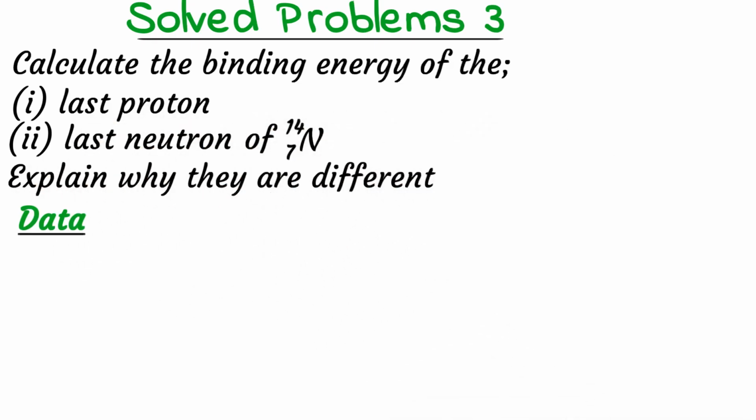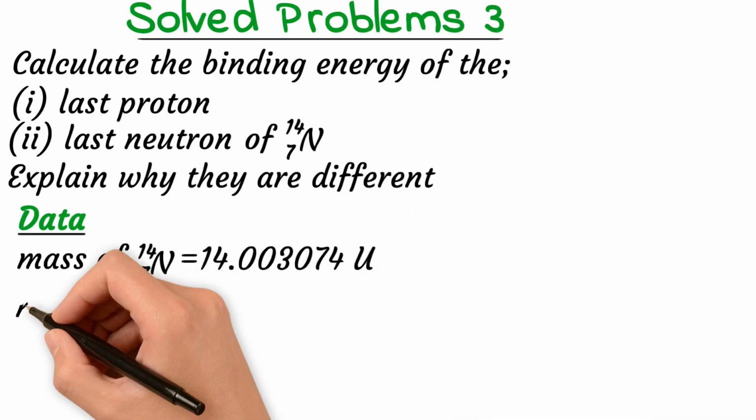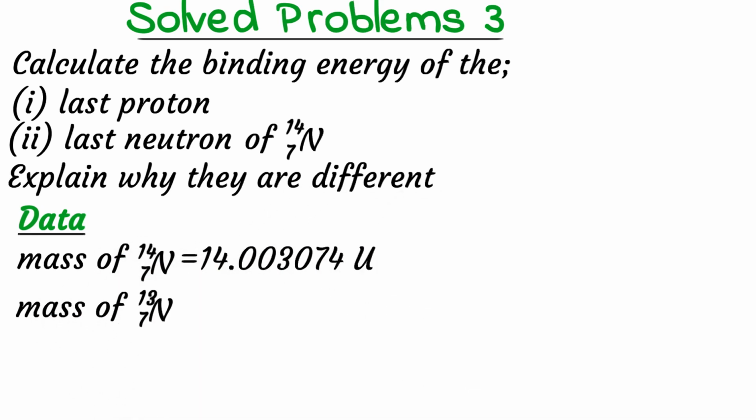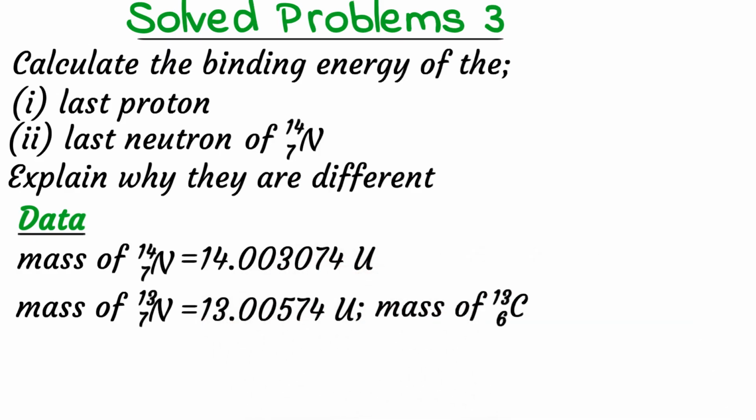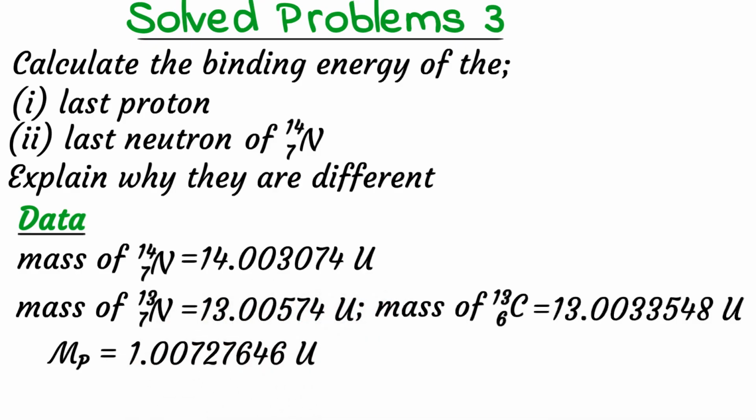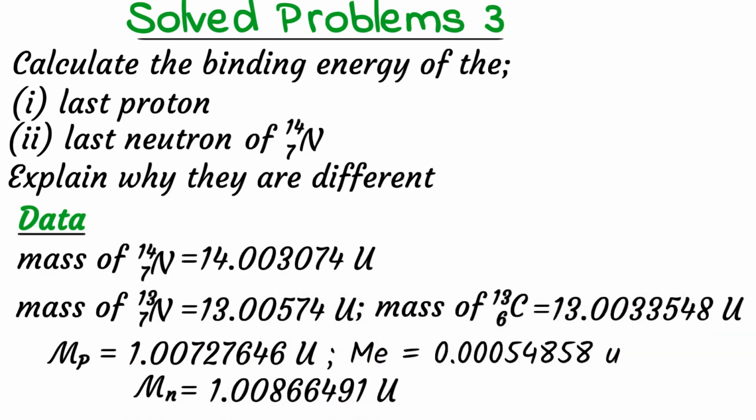We have as data the masses of nitrogen-14, nitrogen-13, and carbon-13 atoms. Please note, they are masses of atoms, not masses of nuclei. And we also have the mass of a proton, the mass of an electron, as well as the mass of a neutron given to us.